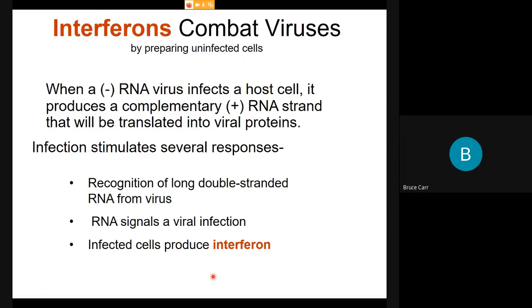Interferons were all in the news several decades ago, and especially because they combat viruses. They do it in a very odd way. They do it by acting on our cells. And in order to understand how they work, you have to understand what a virus does. A virus is a molecule. It's a nucleic acid. There are DNA and RNA viruses. And they're going to infect a host cell.